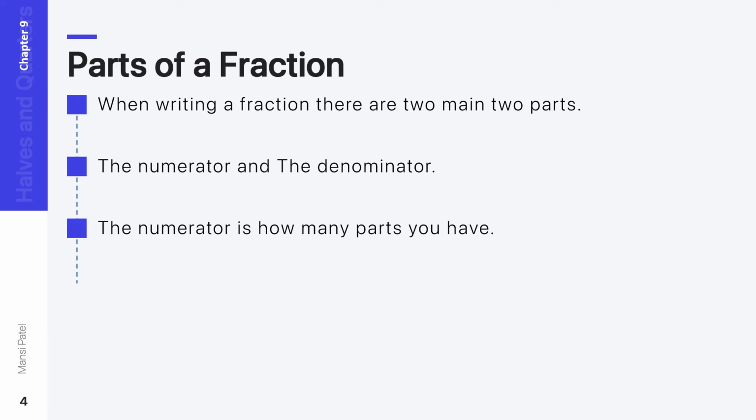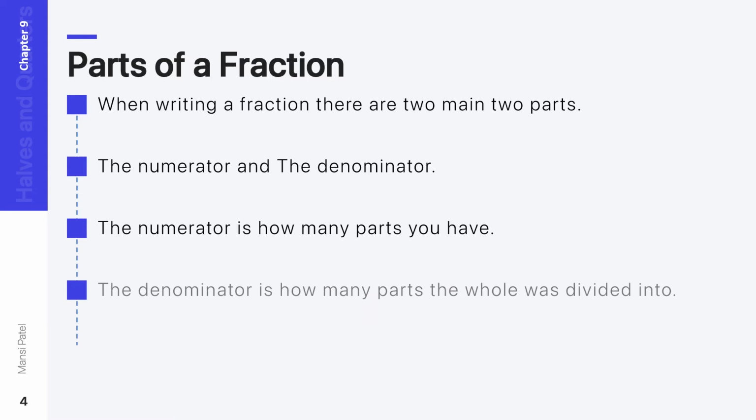The numerator is how many parts you have. What you share or you get, that you have to write down in the numerator. And in the denominator is how many parts the whole was divided into. In the denominator we have to write down the total parts of one thing. And out of those four total parts, we are getting some of the portion, that we have to write down in the numerator.